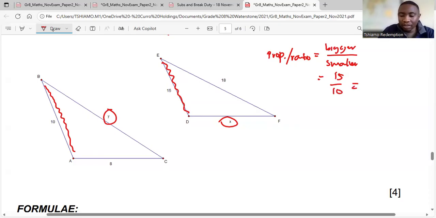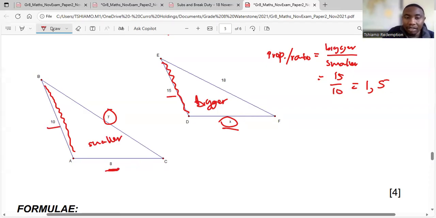So what is 15 over 10? It's 1.5. Because we know they're similar, this is the proportion for all the sides. If I'm looking for x, I have that this side is 8. According to the numbers given, this becomes the bigger shape, and this one becomes the smaller one. Don't look at the scale, the shape. Look at the values given. This is 15, this is 10.